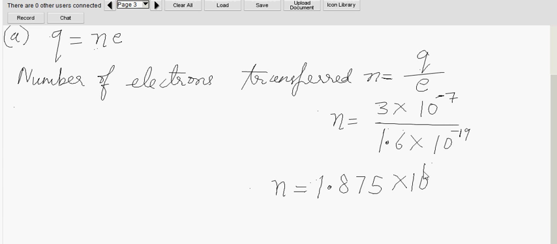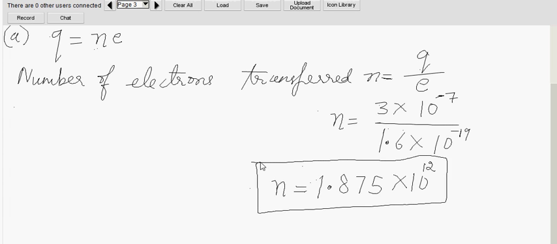Is there any unit for this? No, because it is a number. N is an integer. So the number of electrons transferred is 1.875 into 10 to the power 12.